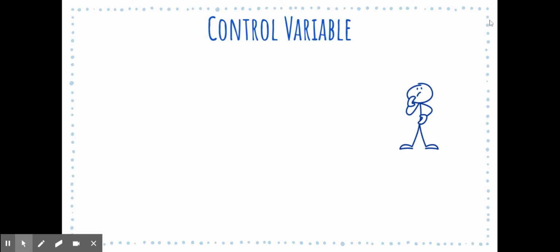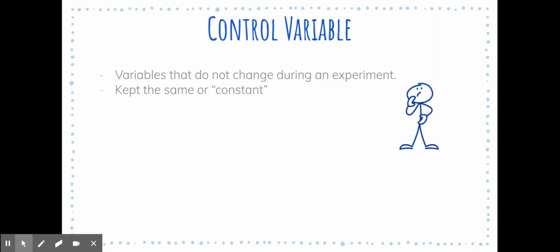The control variable, these are the conditions that will remain the same during your experiment. It's important to note what stayed the same in your experiment so you know that the results you are seeing are not caused by these factors.